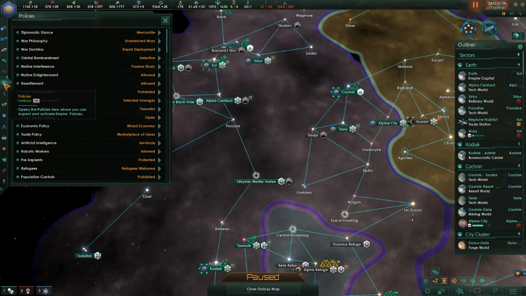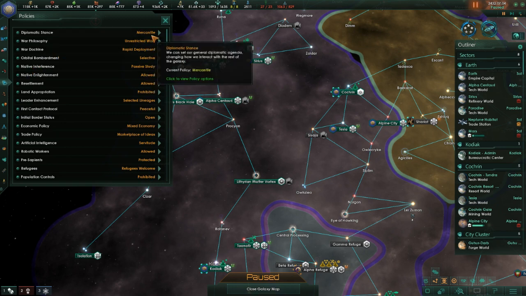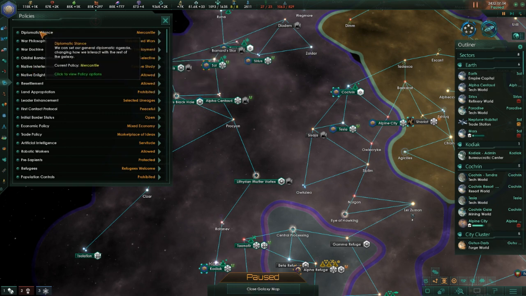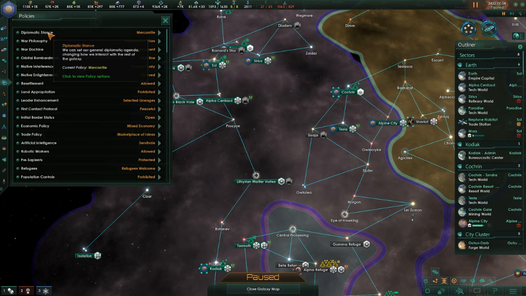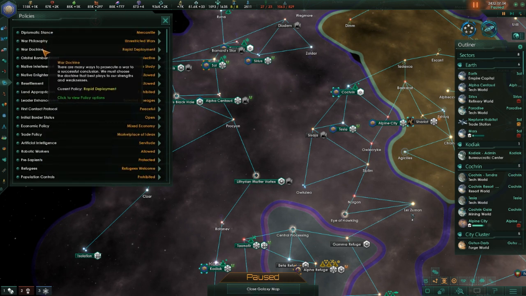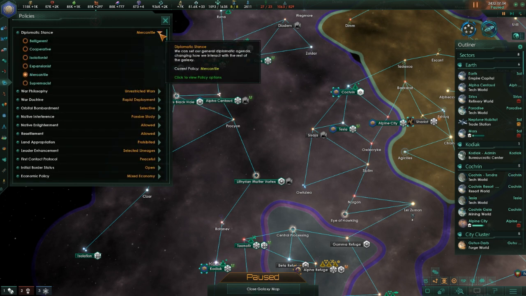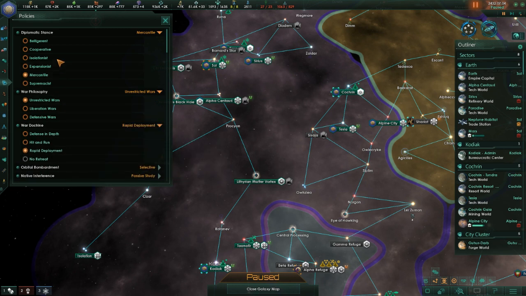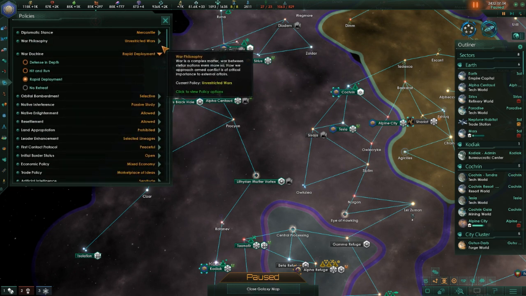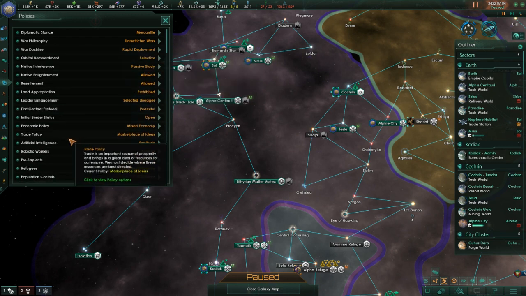Policies. These are all the policies of your empire. So, I could spend an entire video going through this. Your diplomatic stance, your war philosophy, your war doctrine. These are your different stances. I'll talk about this in another video. And once you change one of these, it's stuck like that for 10 years. So don't hit these without actually reading what the heck they do.